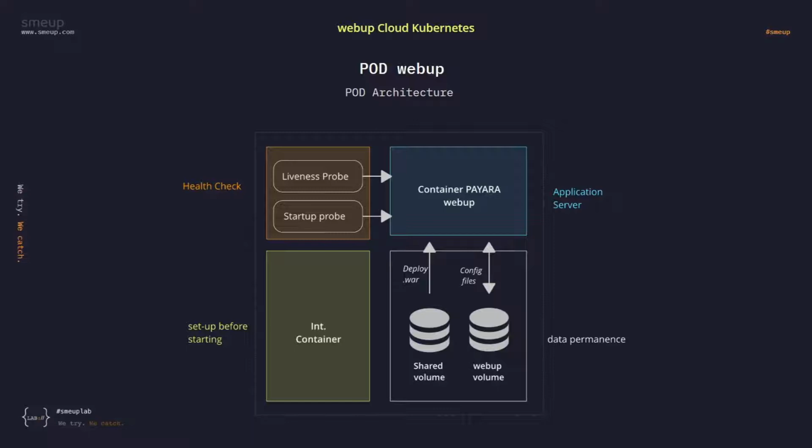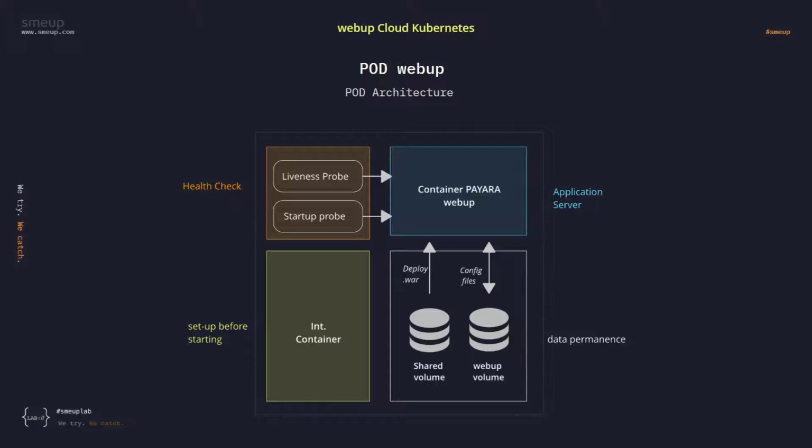And to communicate, we need to use this concept of a volume that enables data permanence in our cluster to share the file plus some configuration files that are used for our application. The main component of the web app pod is the Payara container. Payara is an application server for Java applications that runs web app thanks to the WAR file shared through the volume.